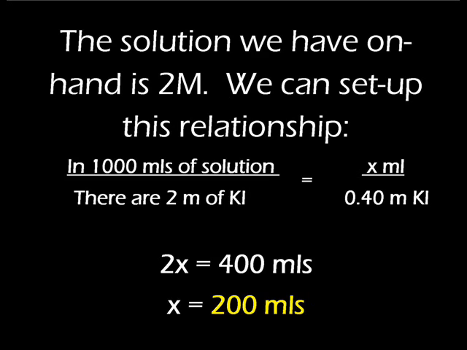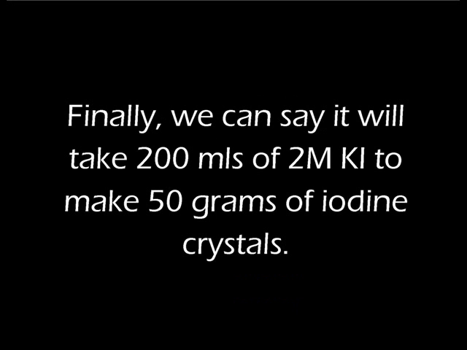A 2 molar solution means there are 2 moles of potassium iodide in each liter, or 1,000 milliliters. Knowing this, we can set up 2 equivalent fractions. We can say in 1,000 milliliters there are 2 moles of potassium iodide, so how many mils, would be X mils, are there in the 0.40 moles that we need? We can cross multiply and solve for X and find out that we would need 200 milliliters of 2 molar potassium iodide in order to make the desired amount of 50 grams of iodine crystals.